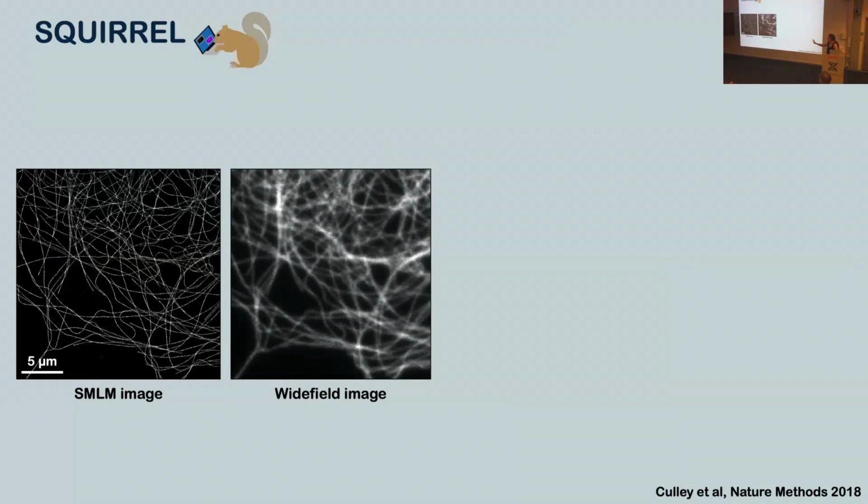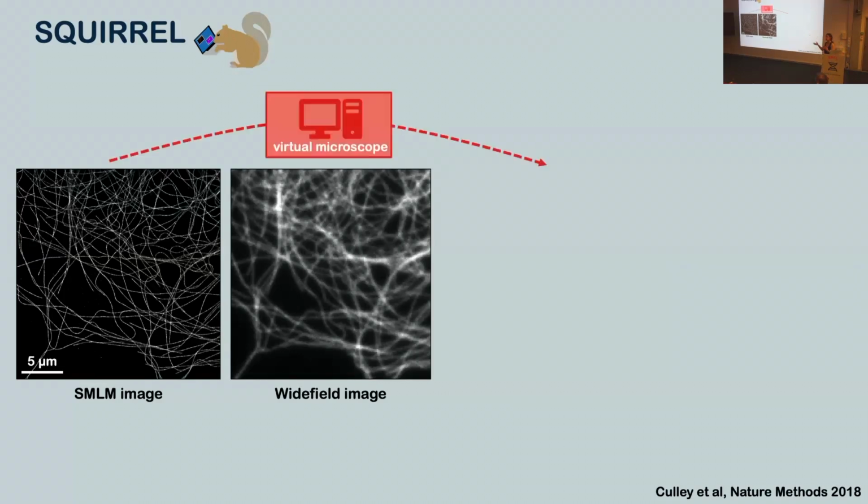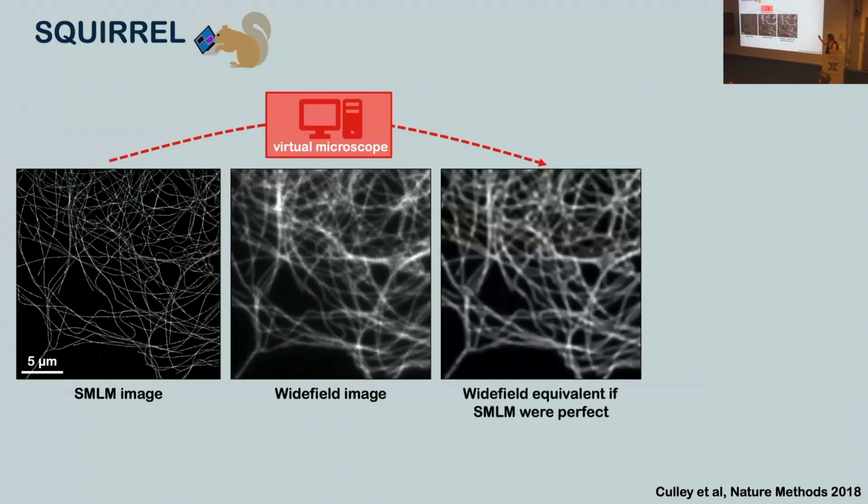So what squirrel does is it takes the two images that you might put in your paper, your super resolution image and your diffraction limited image of the same structure. And essentially all it does is it formalizes what your eyes are doing. It compares the two. So it says, let's imagine your super resolution image is perfect. If it's perfect, and I pass it through a virtual microscope, which is nothing more complicated than blurring it and scaling the intensity, it should perfectly match my wide field image if there are no artifacts. So you get your wide field image if your single molecule localization image was perfect.